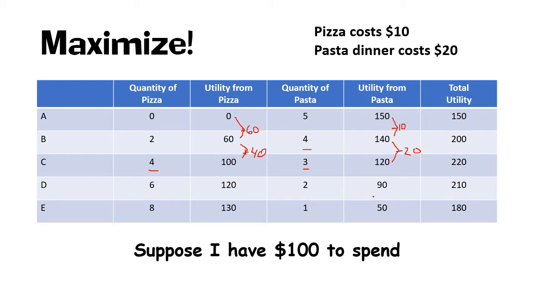Now I give up 1 more pasta and I go down to 2 pastas. Buying only 2 pastas lets me buy 6 pizzas. But I only get 20 more utils for buying those extra pizzas, and I gave up 30 utils over here. Doing that makes me worse off. So that move makes me better off. That move makes me better off. That move makes me worse off. And the next move is going to make me even more worse off. So there's an optimal solution.